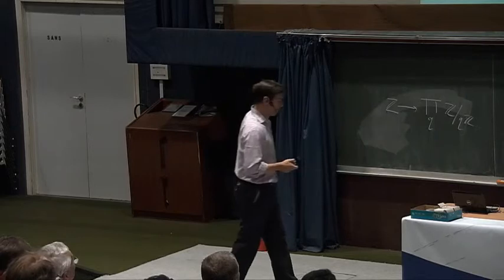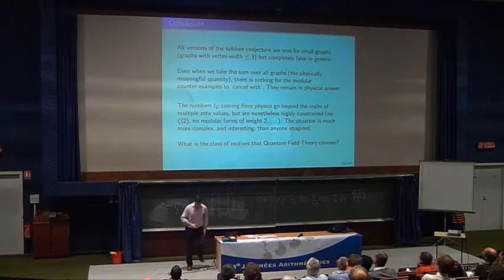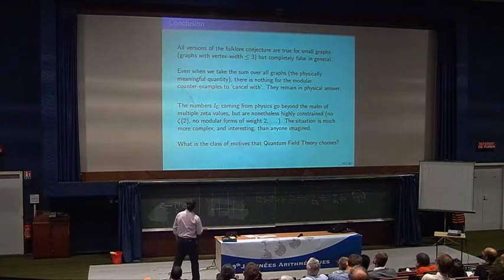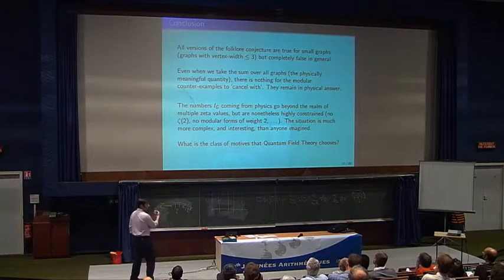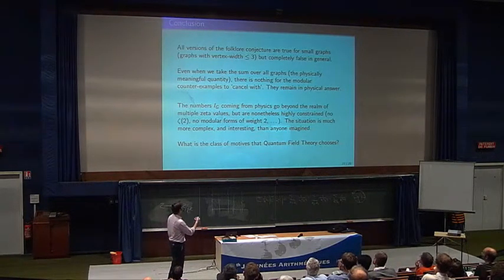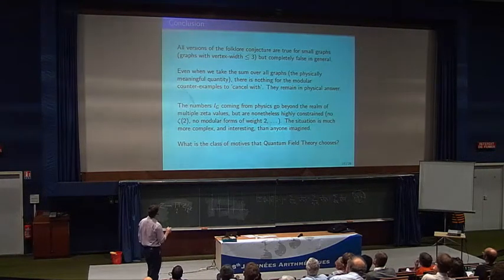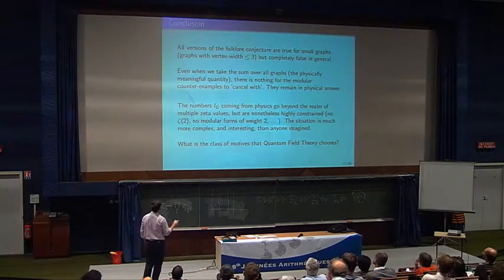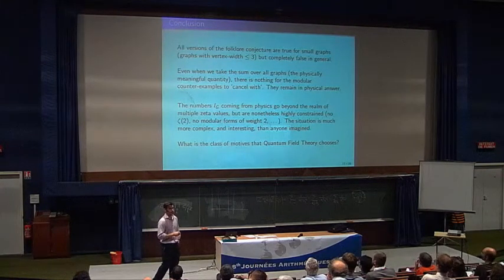Okay, so the conclusion is that all versions of the folklore conjecture, that is to say that the amplitude is a multiple zeta value, the underlying motive is mixed Tate, or the point counting function is polynomial, all three aspects of this conjecture are completely true for small graphs, which is essentially the graphs that people were looking at, but completely false in general.